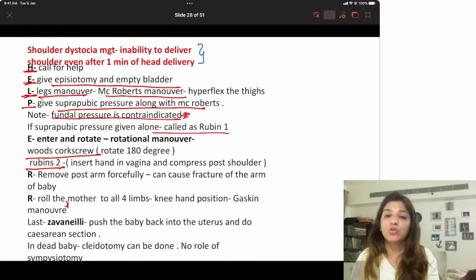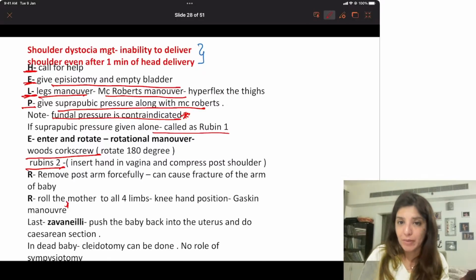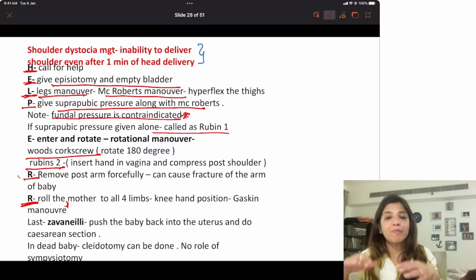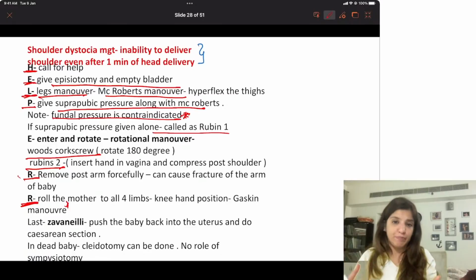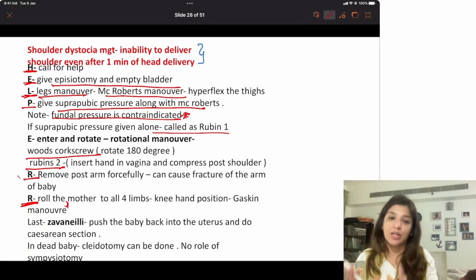Now then, if this is also not successful, then comes R. R means you have to remove the posterior arm forcefully. So try to deliver the posterior arm forcefully. Now when you are trying to deliver the posterior arm forcefully, you can fracture the arm of the baby, right? Then the next R, the last R, stands for ask the patient to roll over on all four limbs. That is called the knee hand position or the Gaskin's maneuver or the all four maneuver. And then try to deliver. That is, roll the mother on all four limbs, Gaskin maneuver or the all four maneuver.